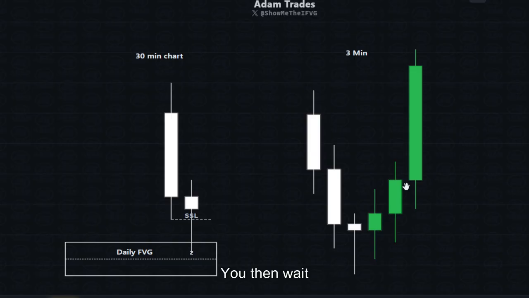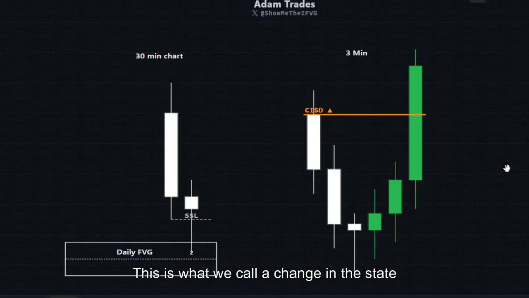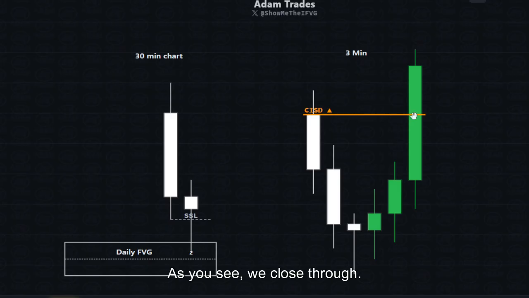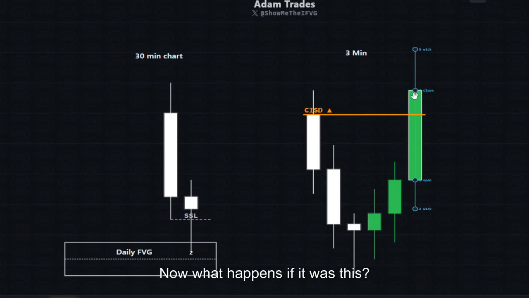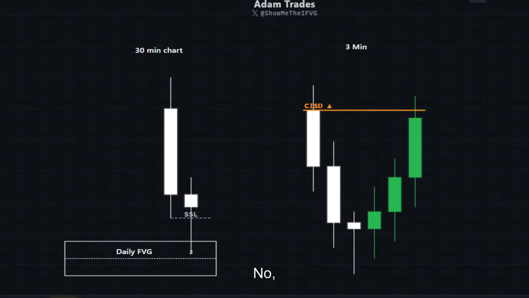You then wait for a candle to close above what made the low. So it needs to close on the open of the candles that made the low. This is what we call a change in the state of delivery. As you see, we close through. Now, what happens if it was this? No, this is not a change in the state of delivery.